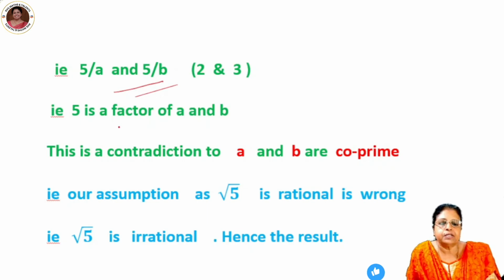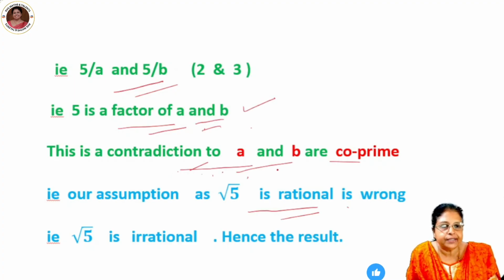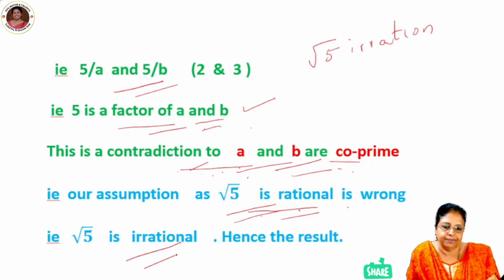That's it. That means 5 is a factor of a and b. That is, 5 is a common factor of a and b. This is a contradiction to the fact that a and b are coprime. Why did this contradiction arise? Because of our wrong assumption. What was our wrong assumption? Root 5 is rational. That means root 5 is irrational. Hence the result.